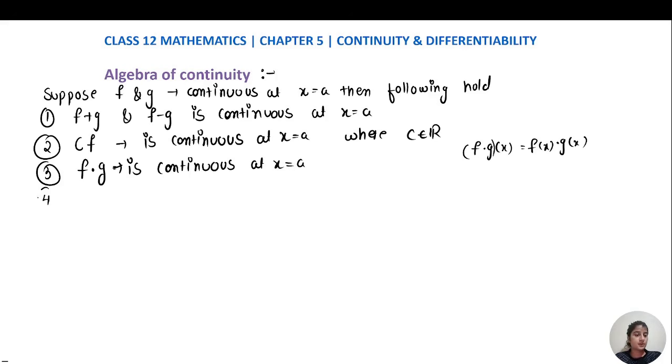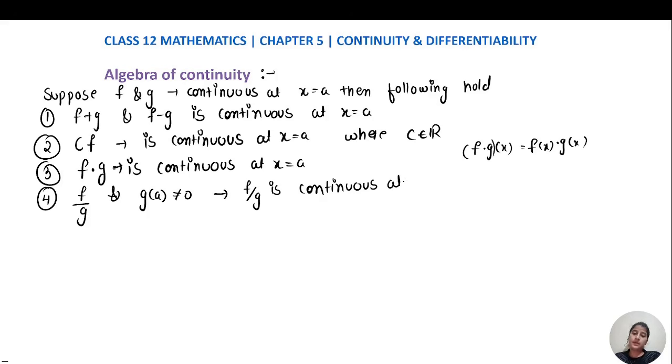Now, the last one, that is f divided by g. If f and g are continuous and g of a is not equal to 0, then we say that the quotient f by g is continuous at x equals a. This is the algebra of continuity.